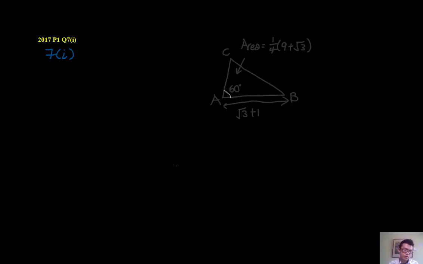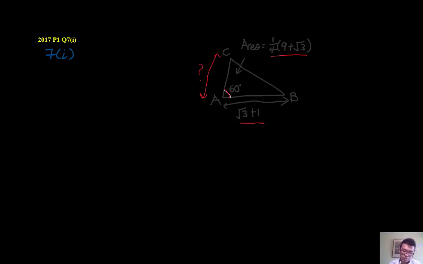For question 7 part 1, you'll be given 3 details. One is your area, 1/4 (9 plus square root 3). Your second detail is your length, AB, square root 3 plus 1. And lastly, your angle, 60 degrees. Then you'll be asked to find the length of AC.